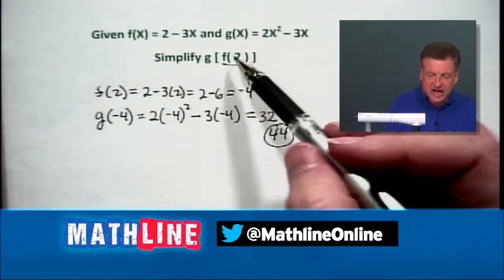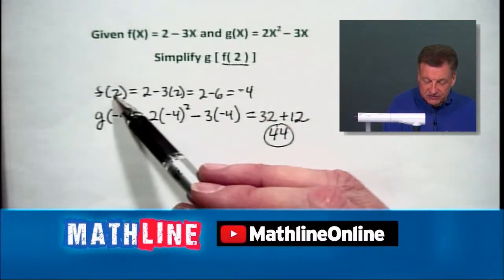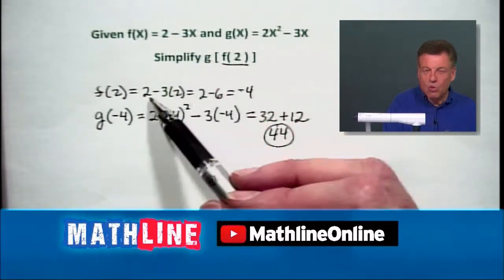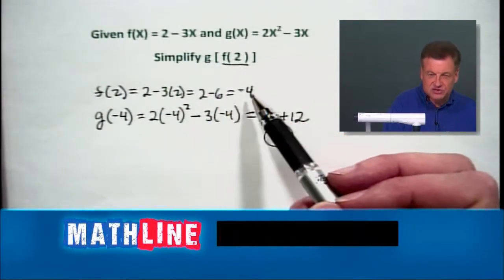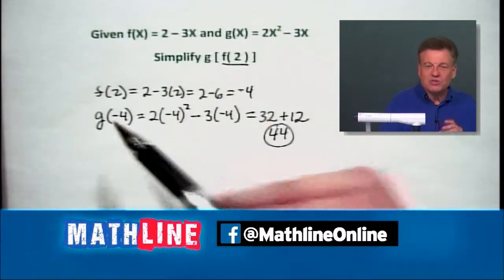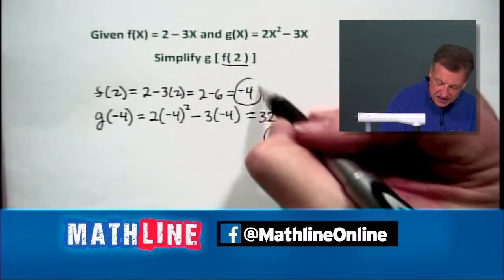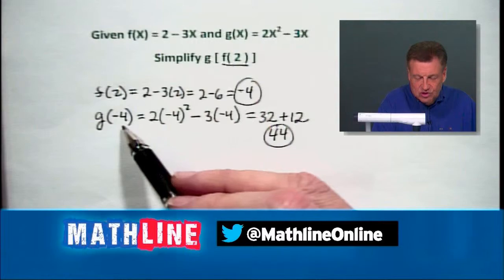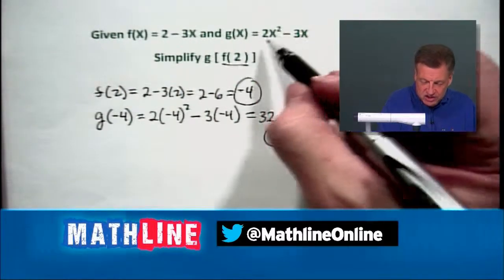Again, steps, work to the inside. Find f of 2 first. There's your f function. Work with it. 2 minus 6 gives you -4. Now, take that response right there, that -4, one more time, into your g function. Your g function's up here, all right?